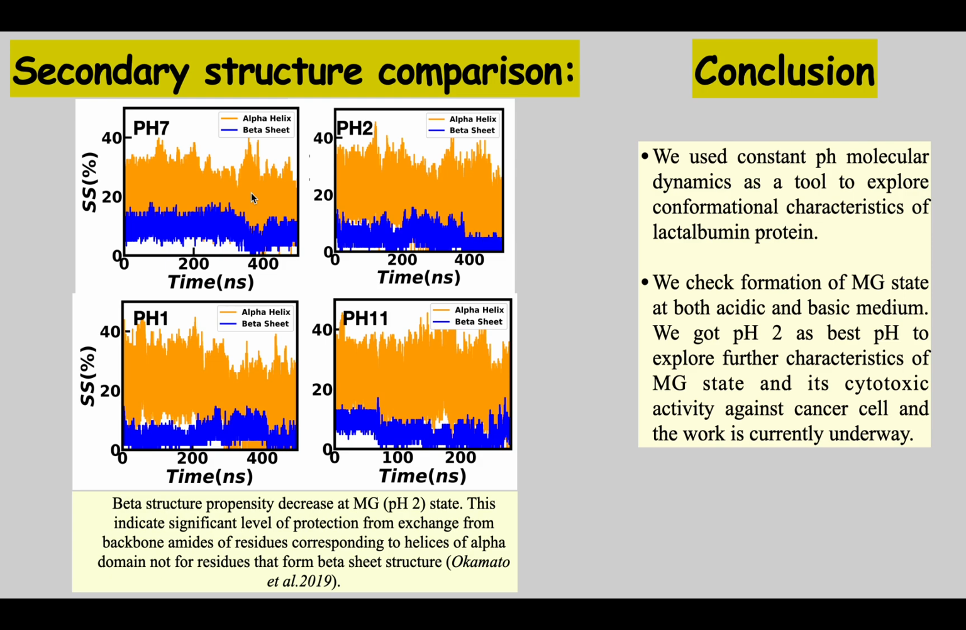As a conclusion, we use constant pH molecular dynamics as a tool to explore the conformational characteristics of the lactalbumin protein. Secondly, we checked the formation of the molten globule state at both acidic and basic pH. We find pH 2 to be the best pH to explore further characteristics of the MG states and its cytotoxic activity against cancer cells, and the work is currently underway.